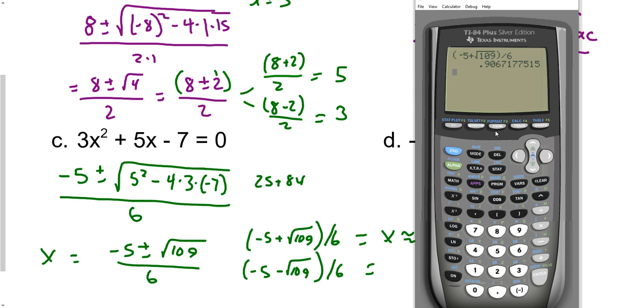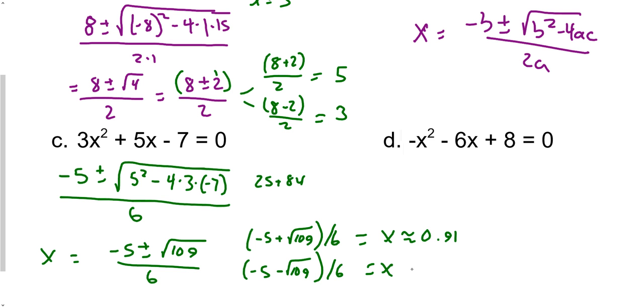And if I do the other one, I just bring back the last command I did, and I just change the plus to a minus, and I get negative 2.57. Okay, and those are the two numbers that work. And you can go ahead and show that. That's about it as far as the complexity goes.